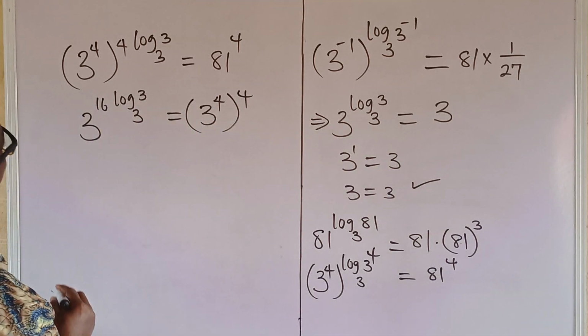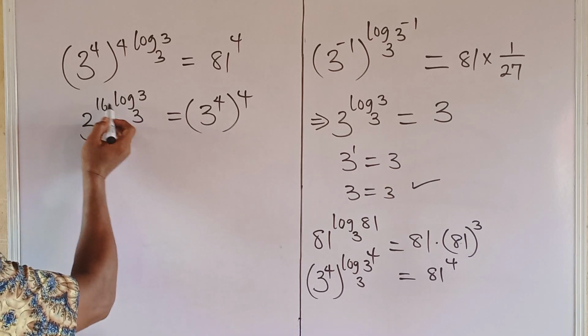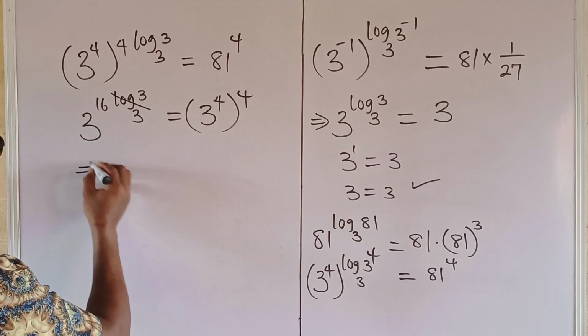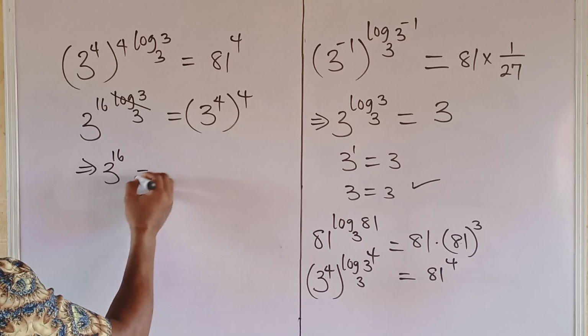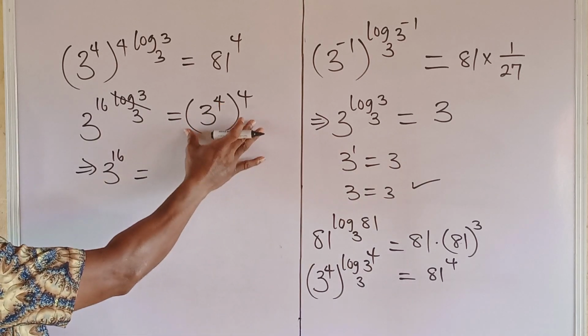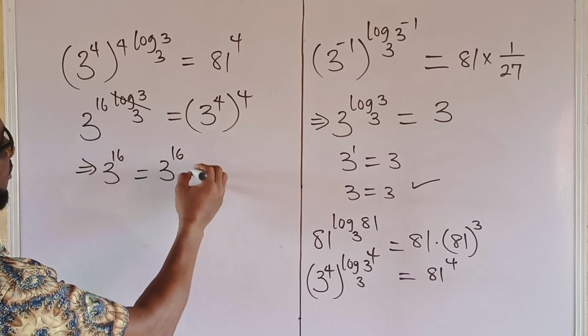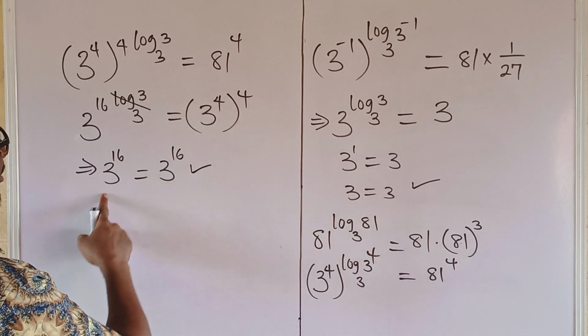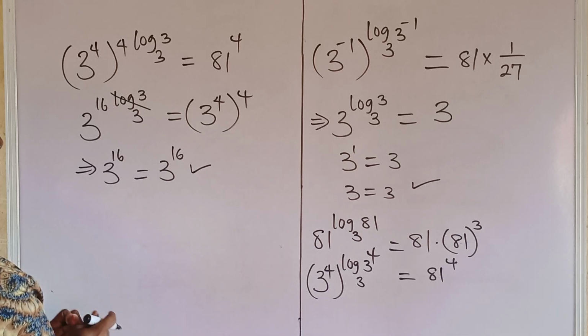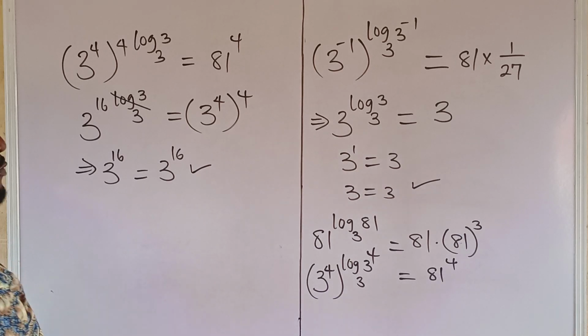Now you can see that log to base 3 of the argument 3 is 1. On the left side, we have 3 to the power of 16. Now on the right side, from the power rule of exponents, 4 times 4 is 16. We also have 3 to the power of 16. So the LHS is equal to the RHS. So it means that our second solution is also valid.